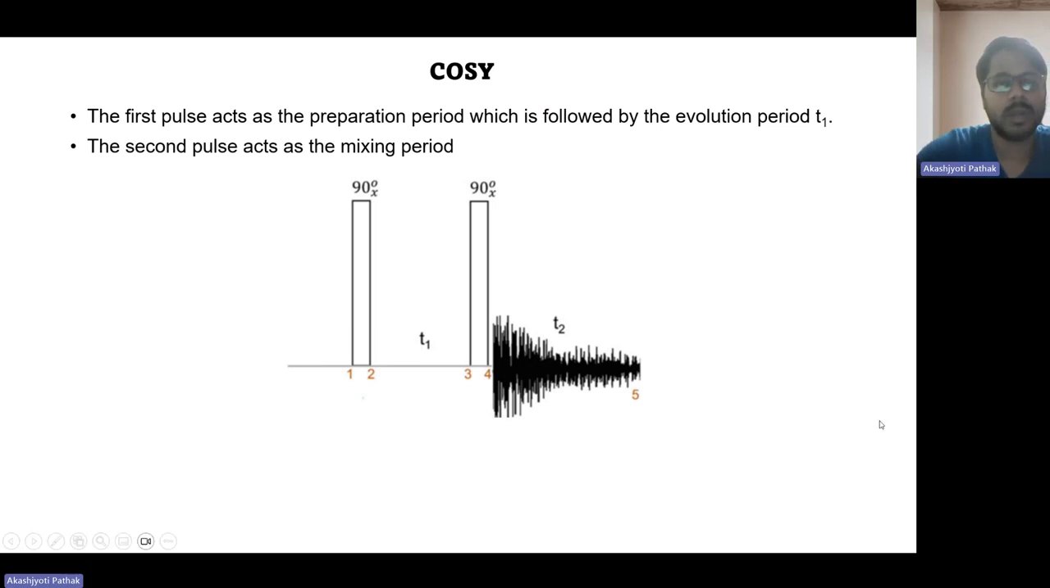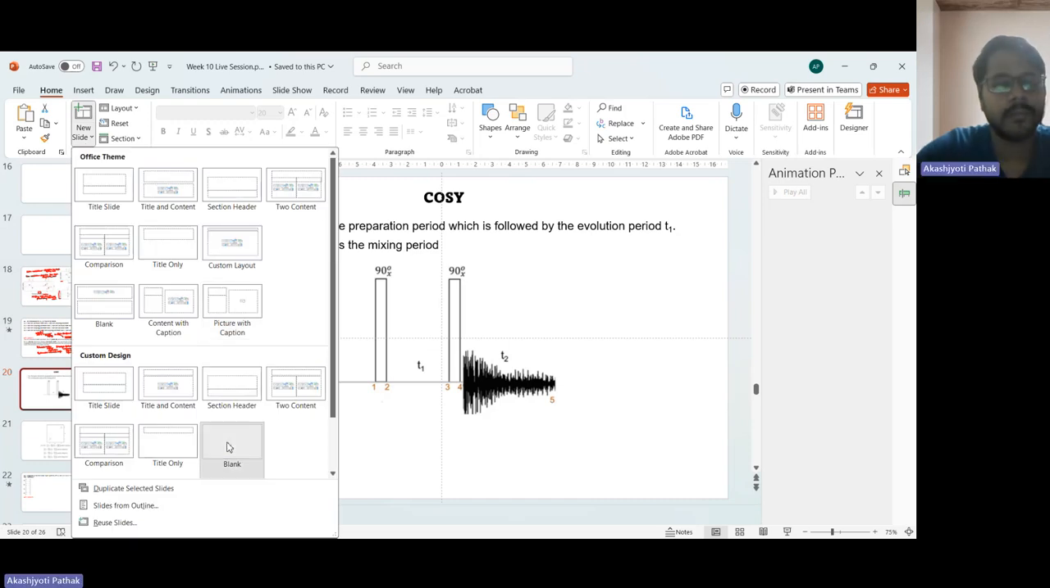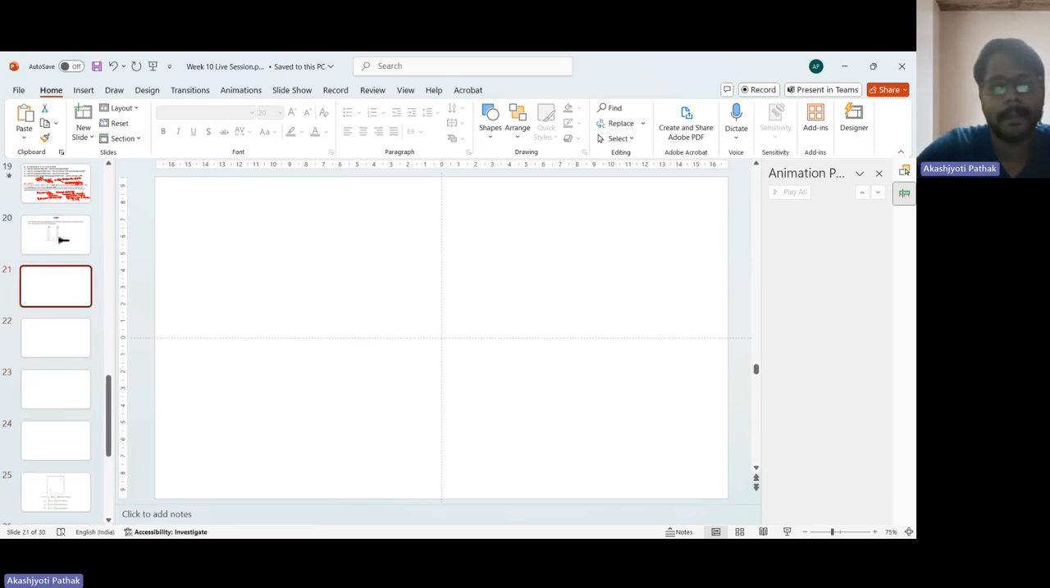Okay. So what I will do, I will add a few more slides. I will try to explain this COSY NMR experiment to you. So for this, let us consider two weakly coupled spins. So we will again take this two weakly coupled spin system.